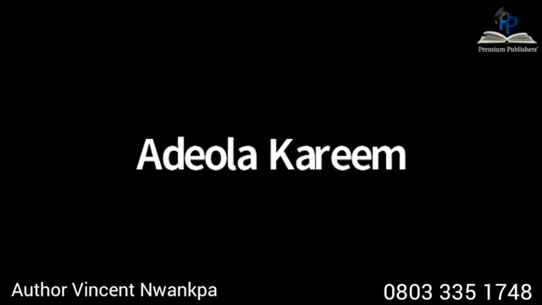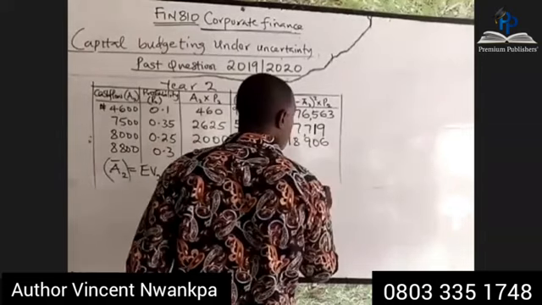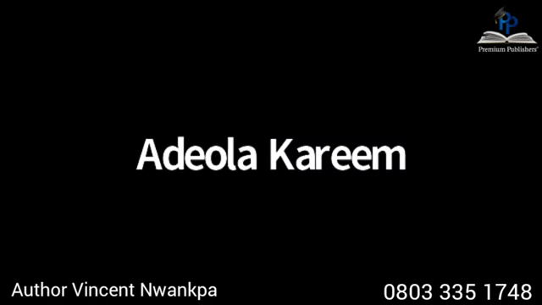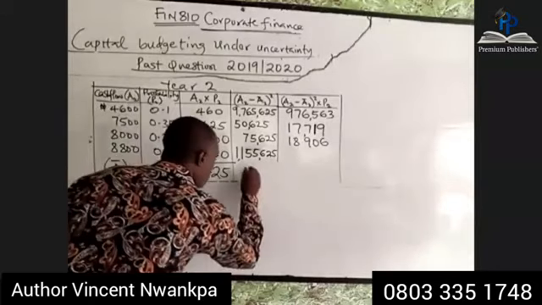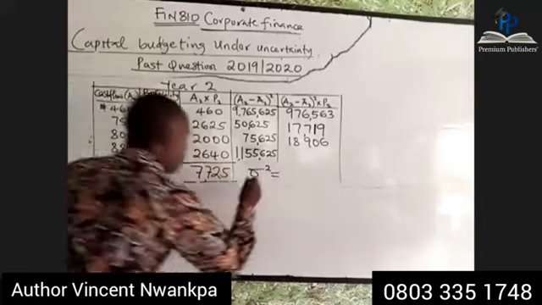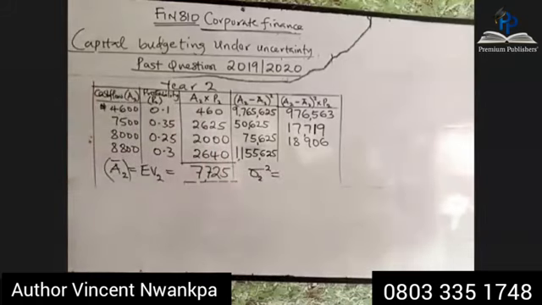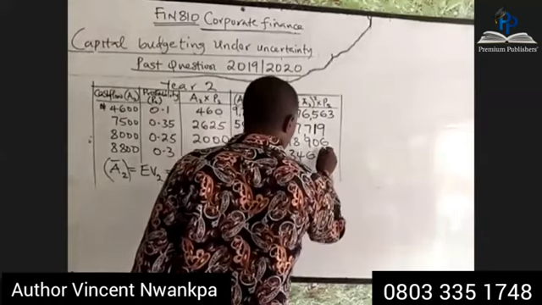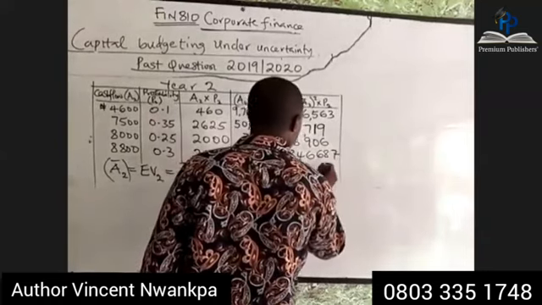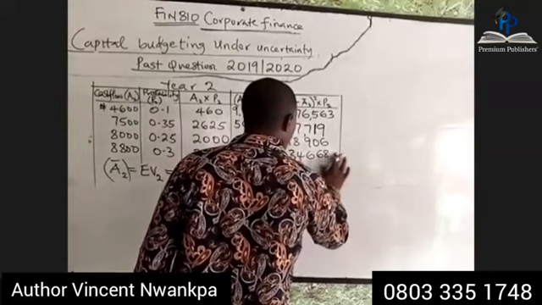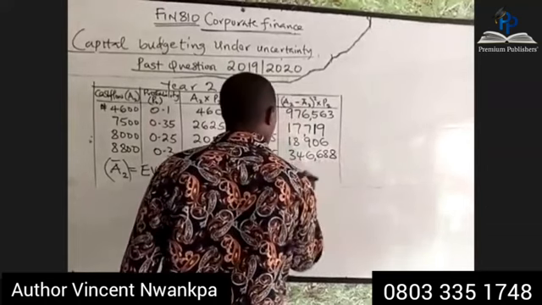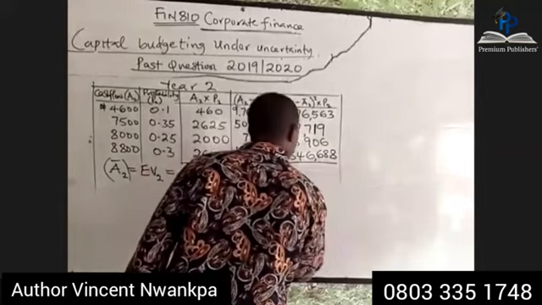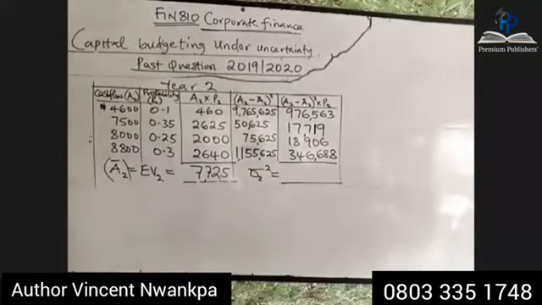18906 times 0.25. Next. Last one. 3,466,887. Okay, 88, Abi. Good. Okay, somebody add this for us. That will be our variance for year 2.